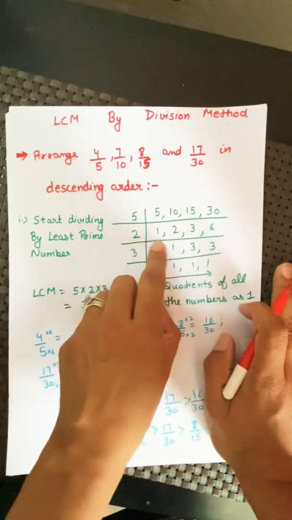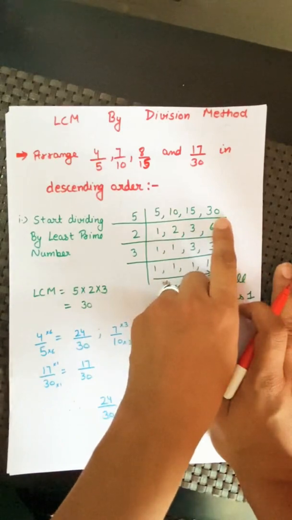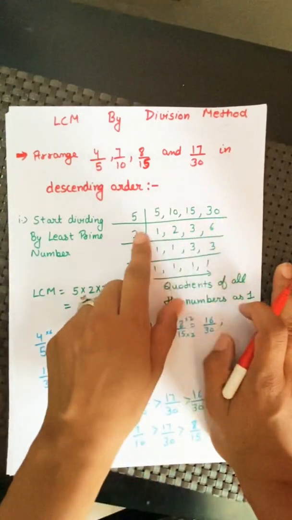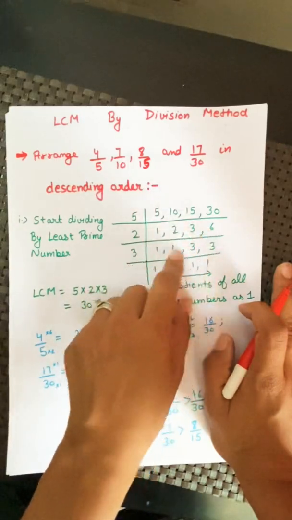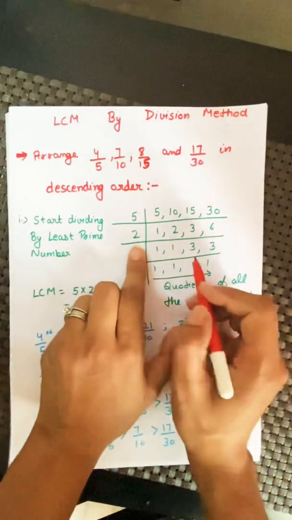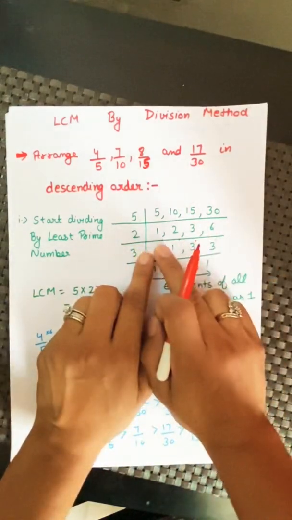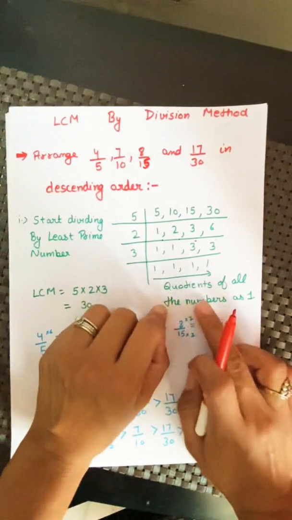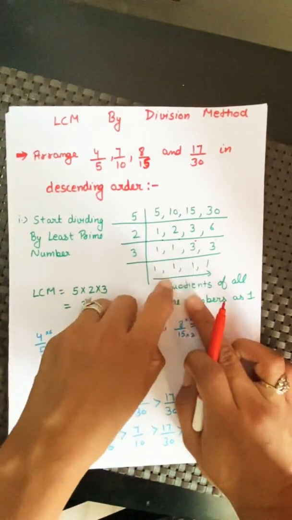There is no need that all the numbers should be divided. We can leave those numbers which are not getting divided. Our main focus is how many numbers we can divide in one stroke. After this, here we have 1, 2, 3 and 6. Our main target is to make the quotient 1 for every number, just like here.